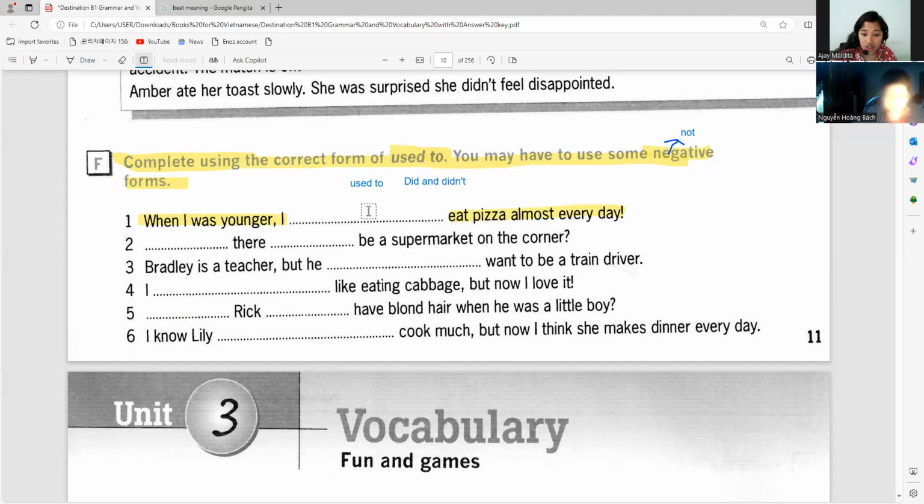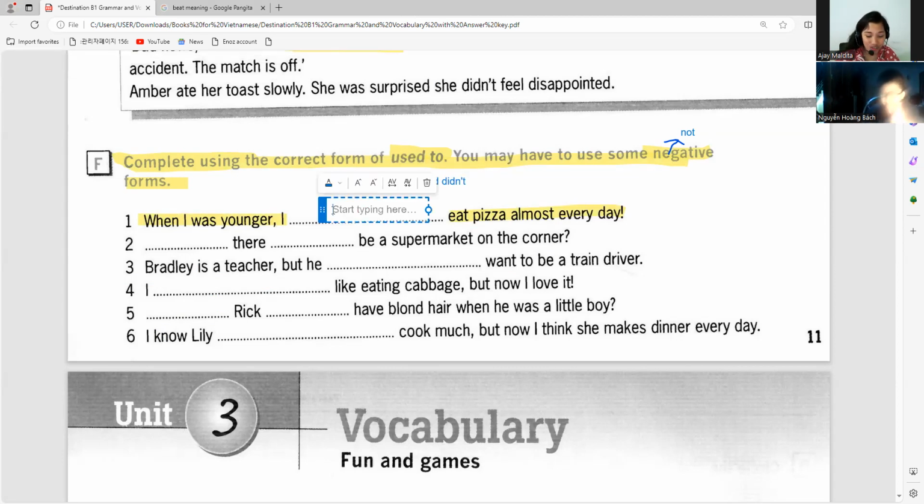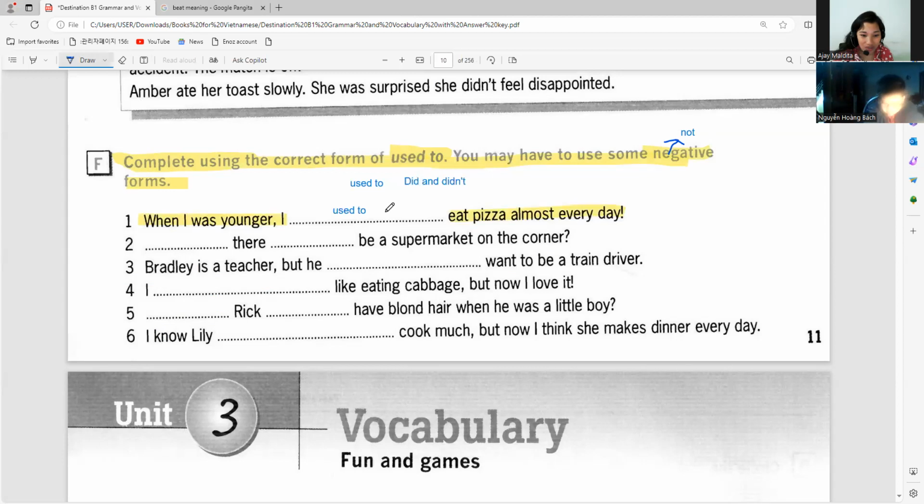You will answer used to or didn't. Used to. Yes, used to because you like to eat pizza. Okay, I used to eat. Okay, that's good. You get 1 point. Good job, Wang Bak. Number two. What is your answer? Oh, this is a question. Okay, this is a question, Wang Bak. So what is your answer?